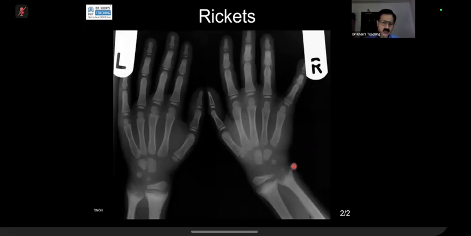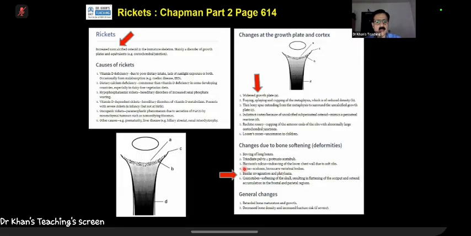Now, when there is a growing skeleton, there is a zone of growth plate, and there is a zone of provisional calcification. So from here to here is the growth plate. Usually the growth plate is calcified, we call it the zone of provisional calcification. Because there is no calcium, what will happen? As the candidate very well pointed out, there will be, look at these words.